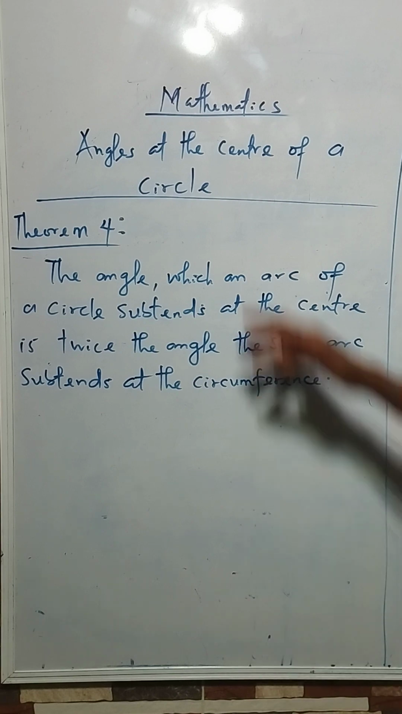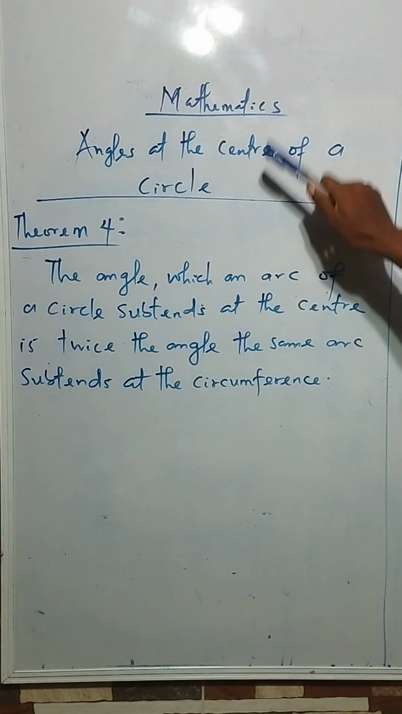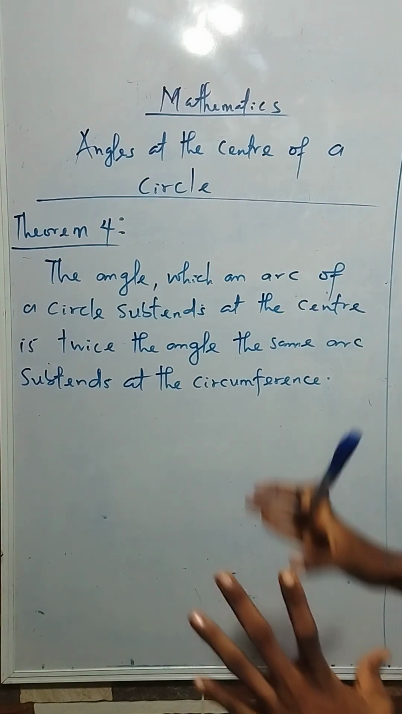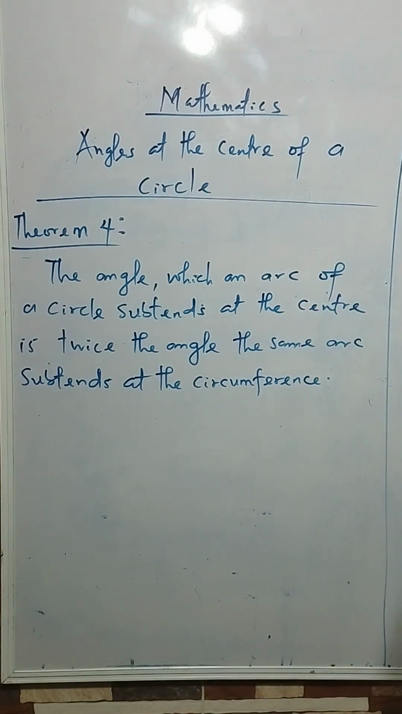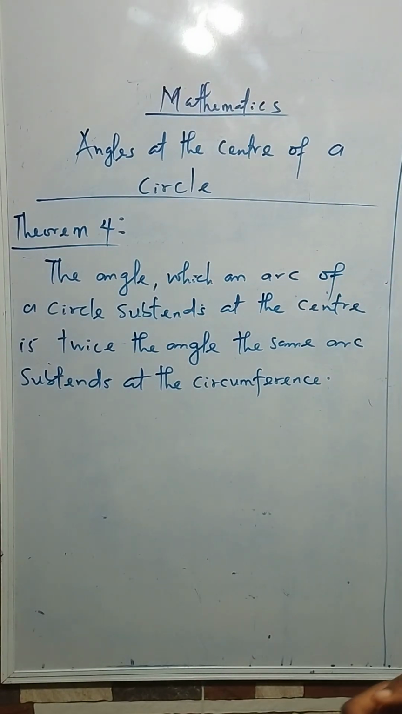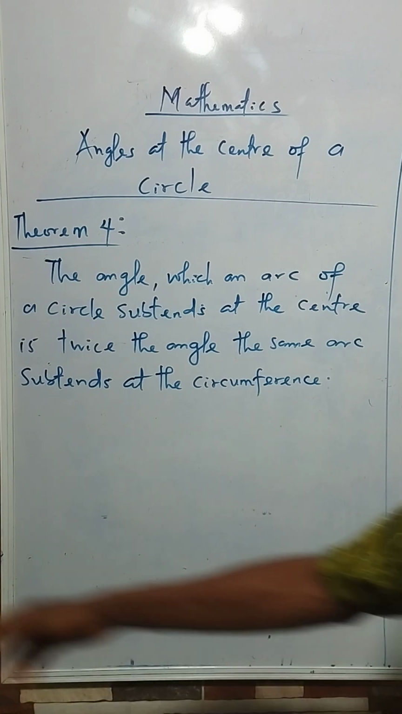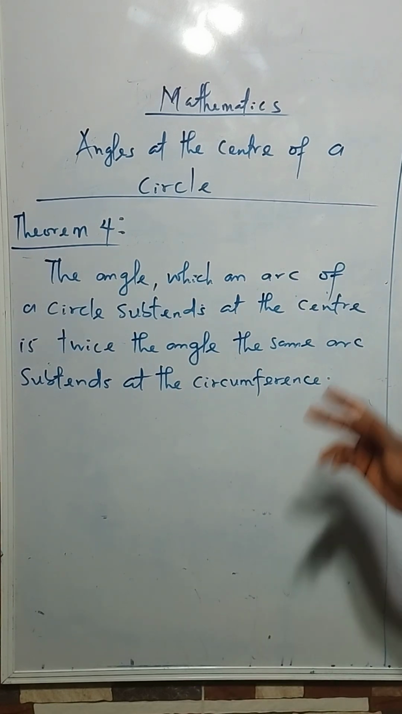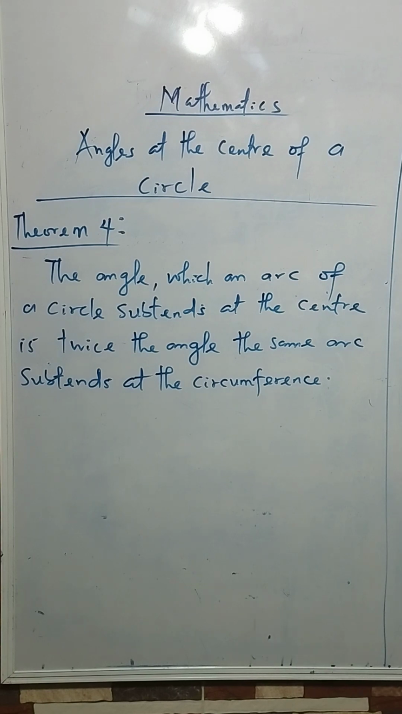We're going to be looking at the angles at the center of a circle. What do we mean by that? That will lead us to what we refer to as theorem 4. And in this theorem, we want to look at the angle which an arc of a circle subtends at the center is twice the angle the same arc subtends at the circumference.